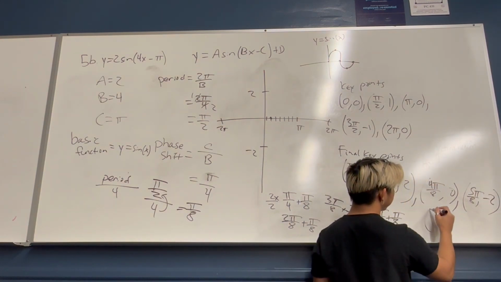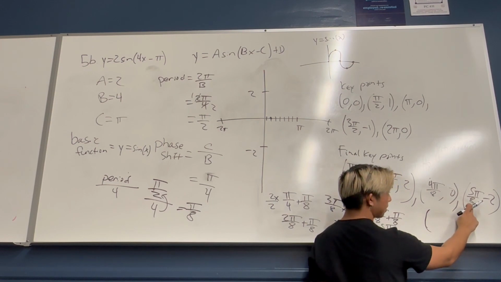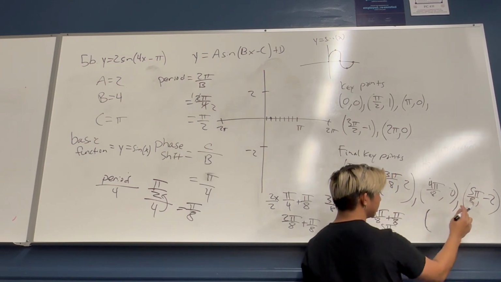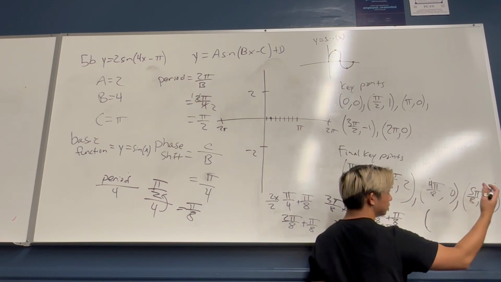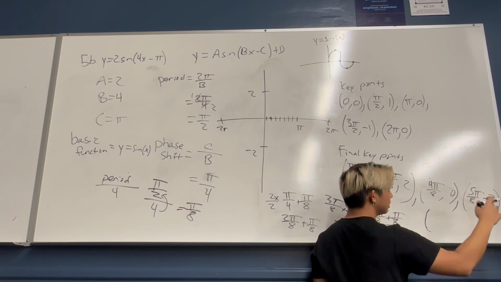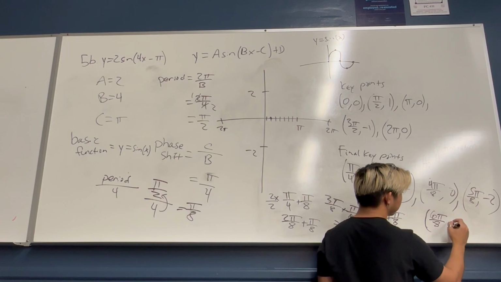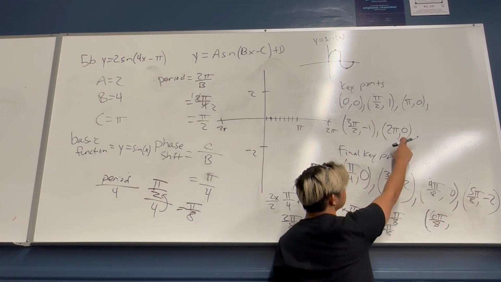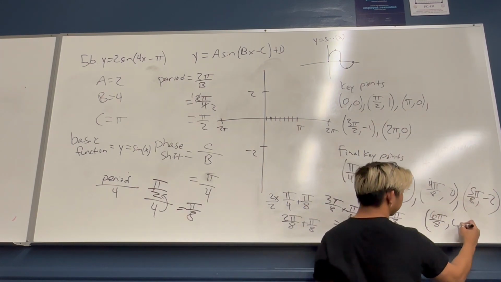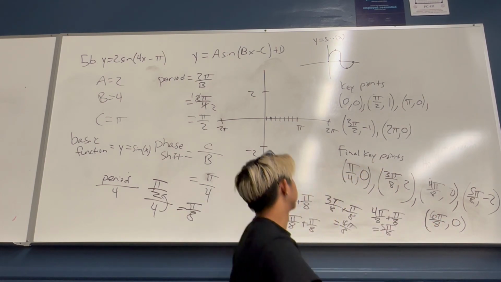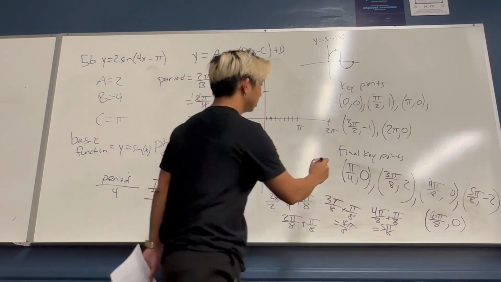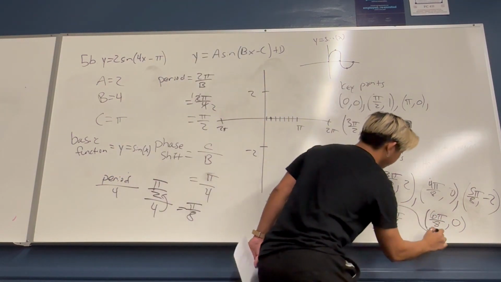And then our last coordinate, same thing: 5 pi over 8 plus pi over 8. So 5 plus 1 would be 6 pi over 8, comma what? We found here it's 0. So 0 times 2 is 0. And so these are our final key points. So let me go ahead and mark that off.